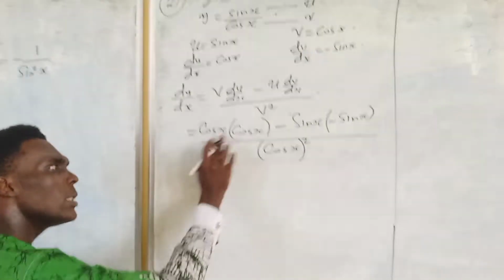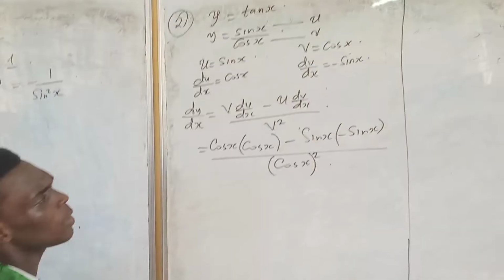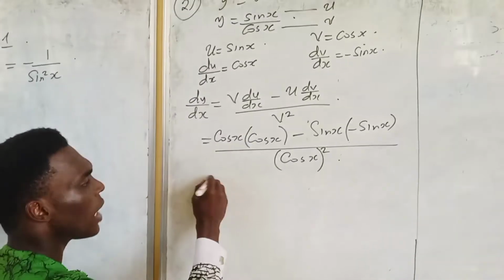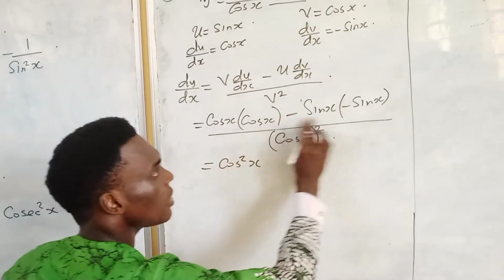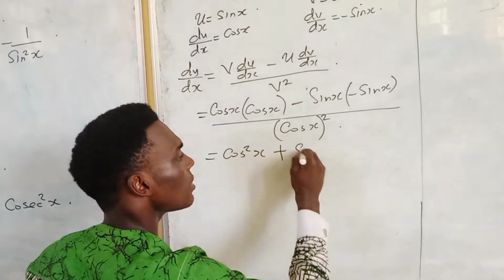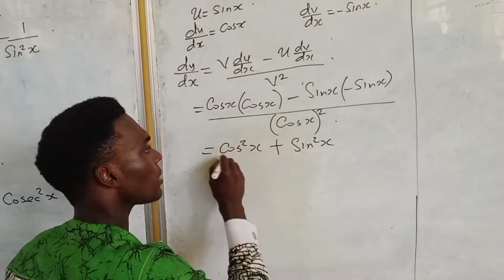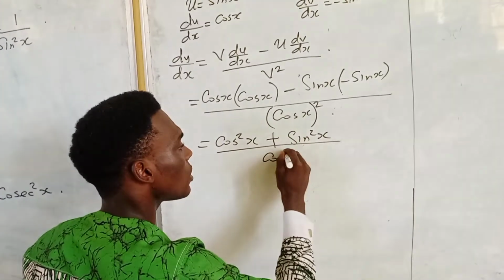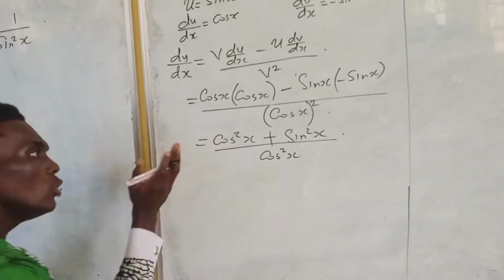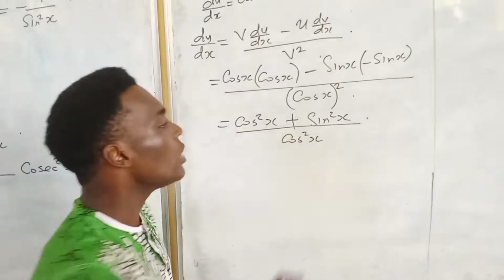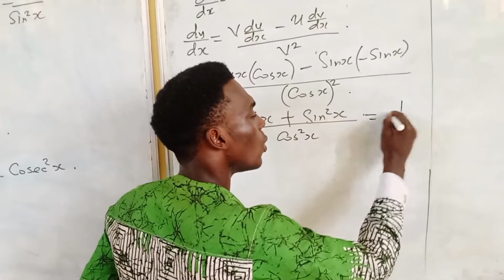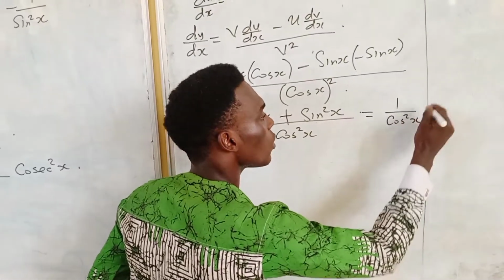Now, if we multiply, following the procedure of the first example, we have this to be cos square x, applying indices. Minus times minus here will give us plus sine square x over cos square x. We also know that cos square x plus sine square x will give us 1. So this problem reduced to 1 over cos square x.